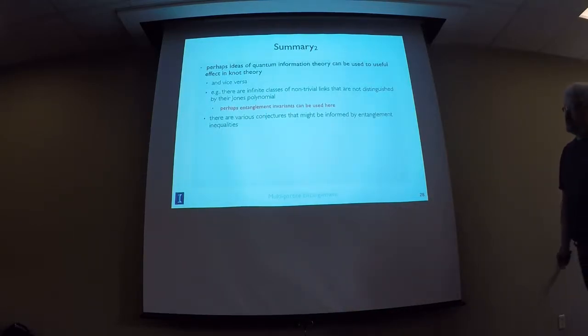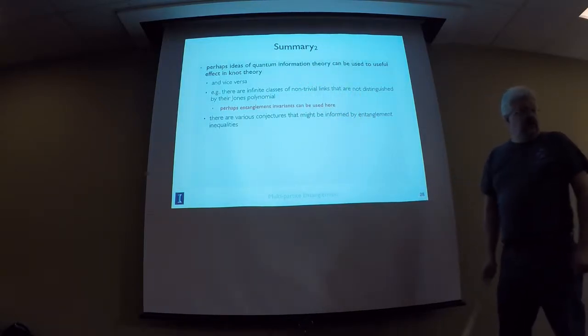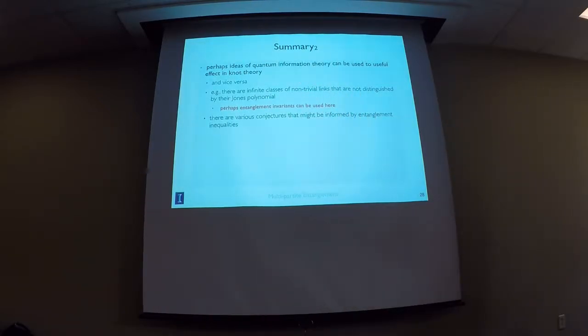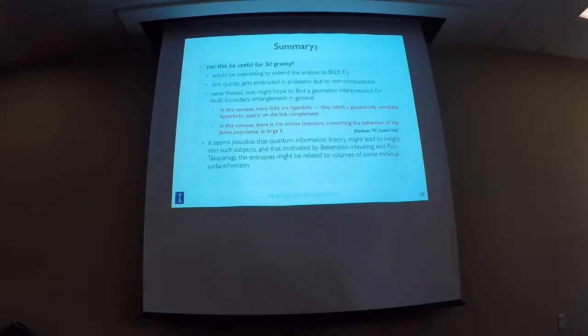And there are various conjectures that people have made over the years in knot theory that you might hope to learn something about, and might prove or at least understand better, by thinking about entanglement. An example of that is the so-called volume conjecture, which I'll get to in a moment.